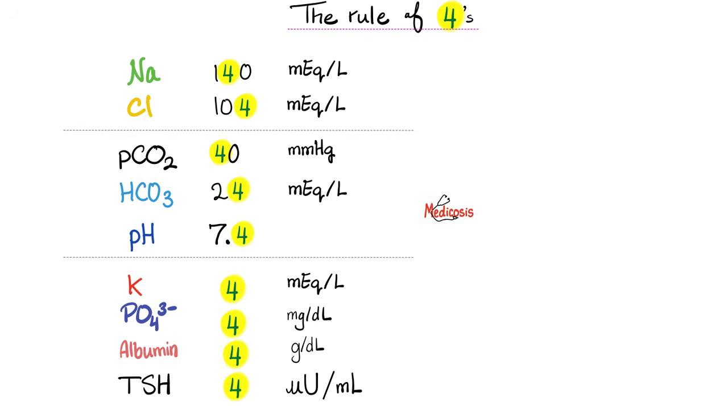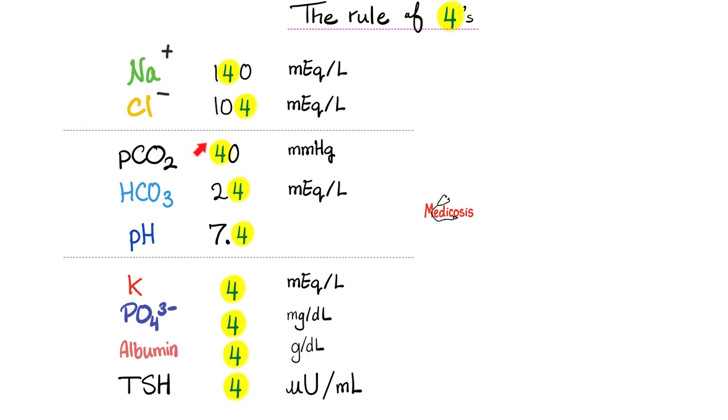Before we get started, you need to be familiar with my rule of 4s. Everything that you need to know is 4. Sodium. What's the normal serum sodium in the blood? The normal serum sodium concentration in the plasma is 140 milliequivalents per liter. How about chloride? 104 instead of 140. Of course, you know that sodium is a cation, but chloride is an anion.